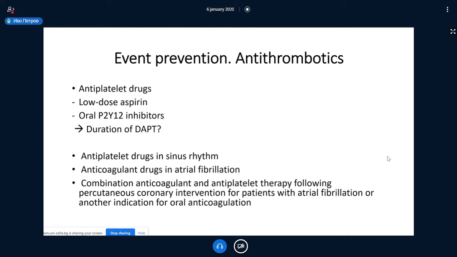These are the antiplatelets. Among them, the first one from a historical point of view is aspirin. After aspirin came the P2Y12 inhibitors, and the usage of aspirin and P2Y12 inhibitors, the so-called double antiplatelet treatment, is one of the most important strategies nowadays.